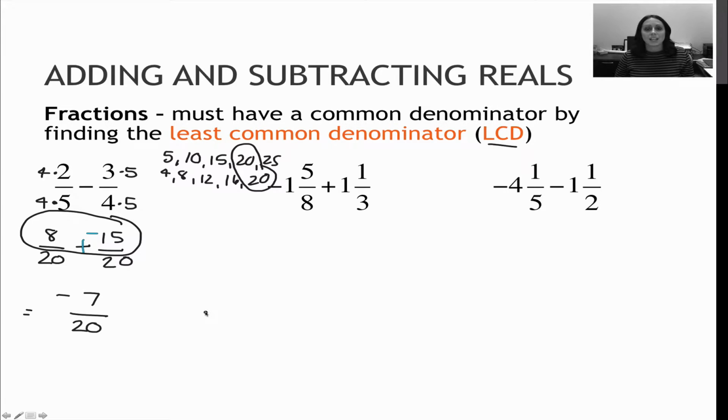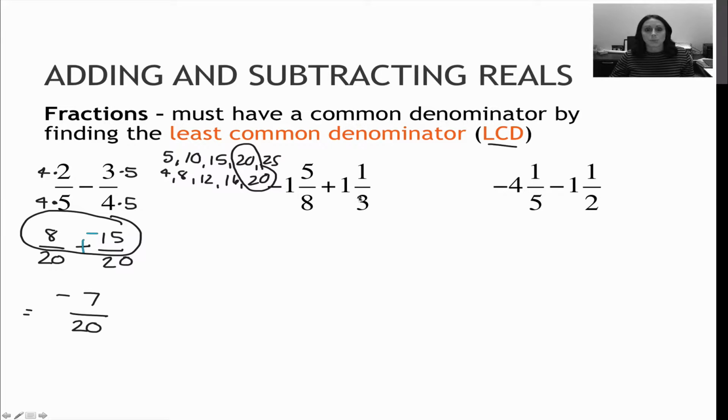Of course, when you get to the end of a fraction question, you would make sure that you can't reduce it anymore to see if there's a number that goes into both 7 and 20, and this one does not have one. For my second one, this one is a little bit more complicated because I'm dealing with mixed numbers.